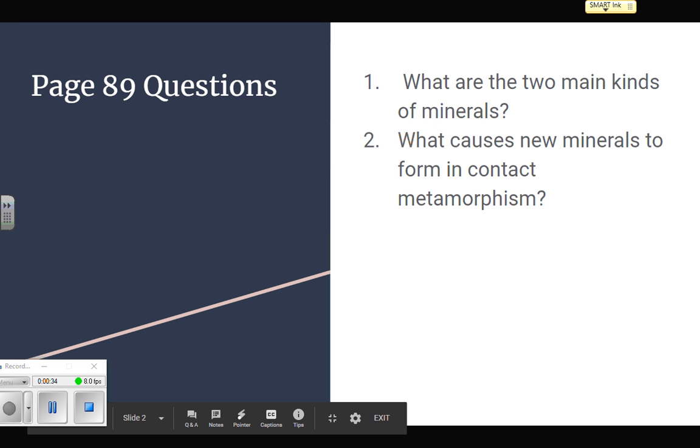Page 89, questions. What are the 2 main kinds of minerals? What causes new minerals to form in contact metamorphism? What resources are in Earth's crust?